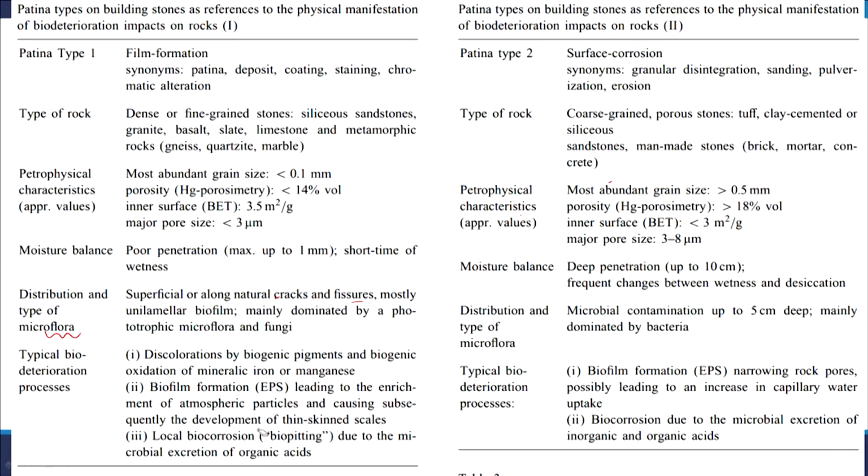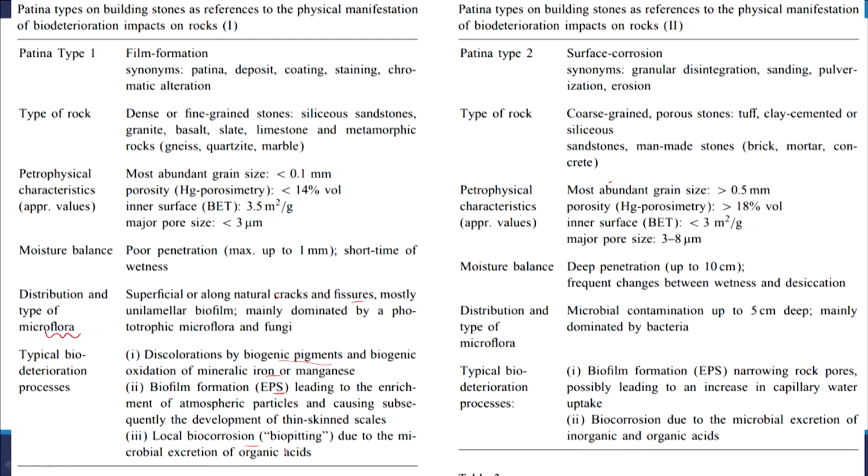Okay. Now, types of biodeterioration process would include discoloration, biofilm formation and local biocorrosion. We have talked about biofilm formation in water treatment, water distribution system. We have talked about corrosion briefly. And now, discoloration is that the biogenic pigments will oxidize iron or manganese and thus would change the color.